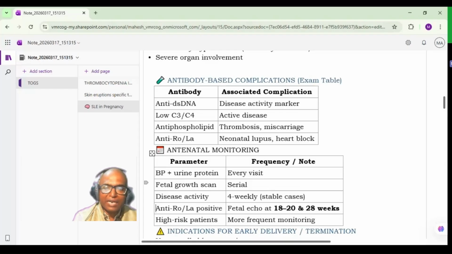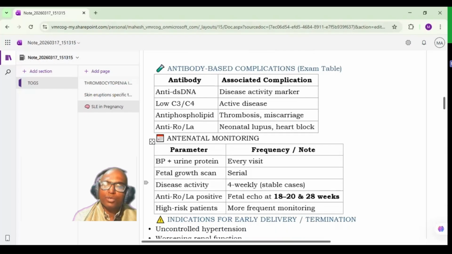If it is an anti-Ro and anti-La antibody positive, then you have to carry out 2D echo at 18 to 20 weeks of gestation, and you will repeat 2D echo again at 28 weeks. Okay, so if it is a maternal anti-Ro or anti-La antibody positive, fetal 2D echo is indicated at around 18 to 20 weeks of gestation and repeat at 28 weeks of gestation.